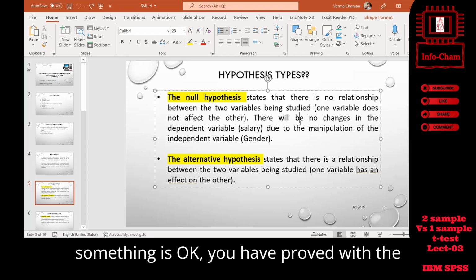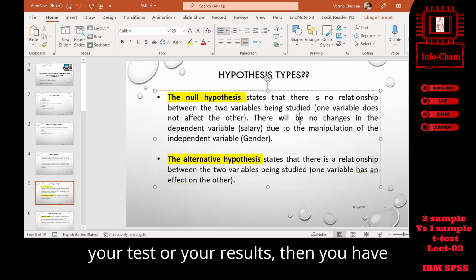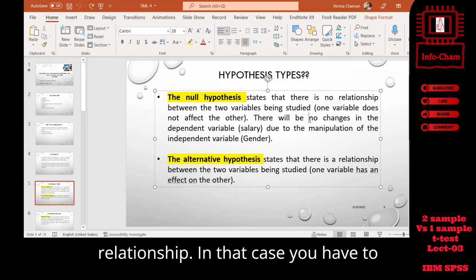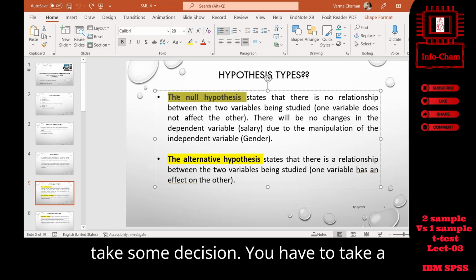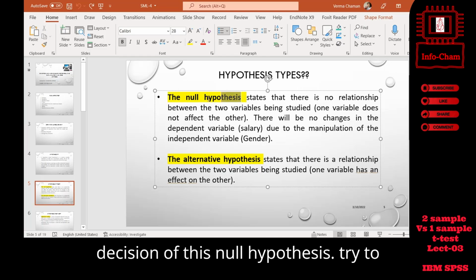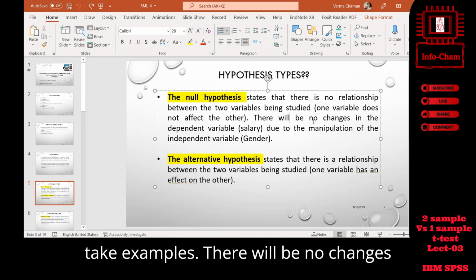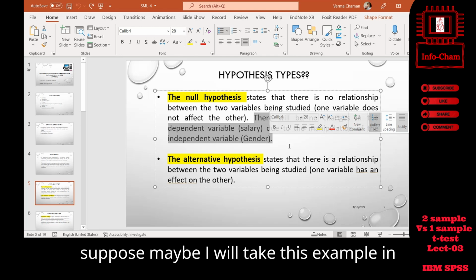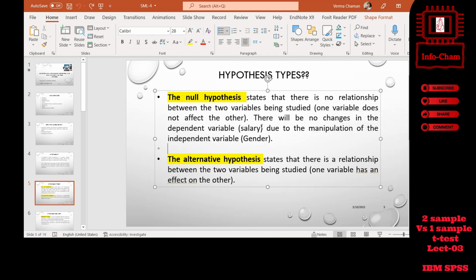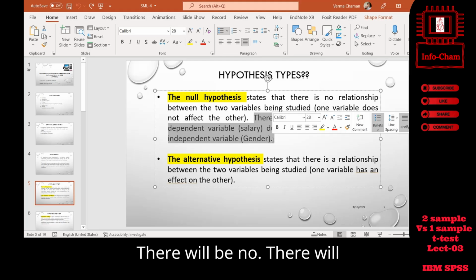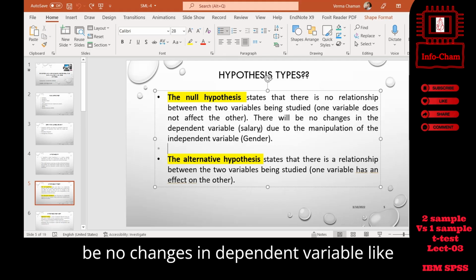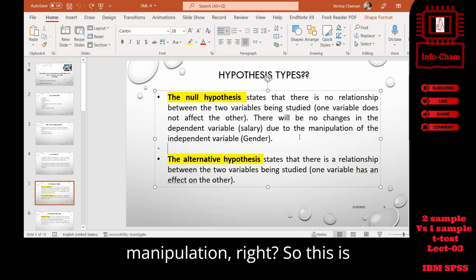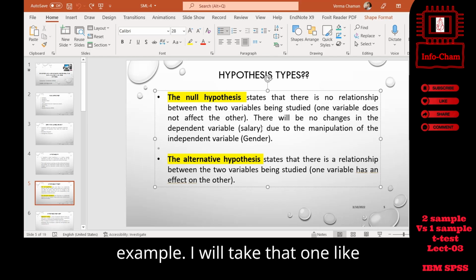If you have proved with your test or your results that there is a relationship, then you have to say yes, there is a relationship. In that case, you have to take a decision on this null hypothesis. Try to take an example: there will be no changes in the dependent. Here, have a look. Suppose maybe I will take this example in a case study here. There will be no changes in the dependent variable, like salary here, and the independent variable is gender, due to the manipulation, right? So this is the example I will take.